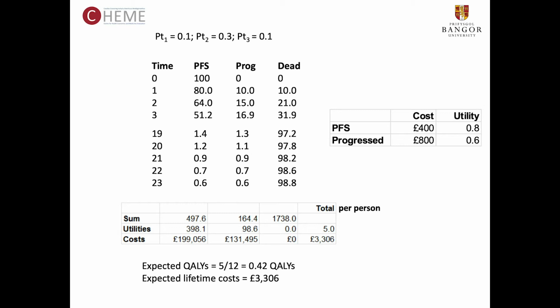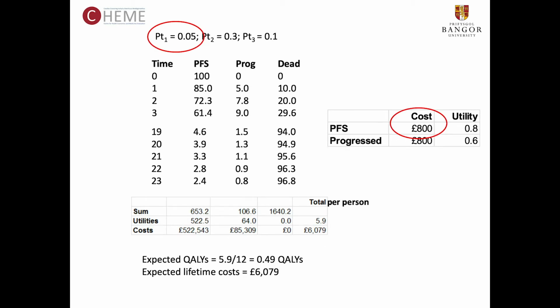But that would give you values of, there we are. So the expected number of QALYs would be 5 divided by 12. So you've got 0.42 QALYs in this example. So that's the number of accumulated QALYs in this patient cohort based on these transition probabilities. And the lifetime cost would be £3,300. Okay, so that, in that example, that would represent current standard of care.